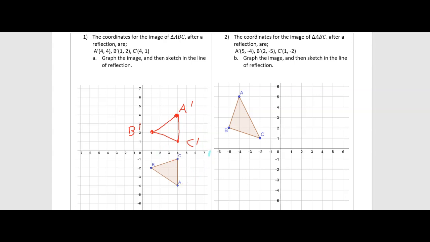What we do need to do is think about where that line of reflection is. What was the line that they flipped or reflected triangle ABC over? And you can take 5 or 10 seconds to sketch it in yourself. But that line would actually be the x-axis. Now it doesn't have to be one of the axes, but in this case it was. So you're going to do the same thing for number 2. Label your new image and then try to figure out where that line of reflection is. All right, and then sketch it in.